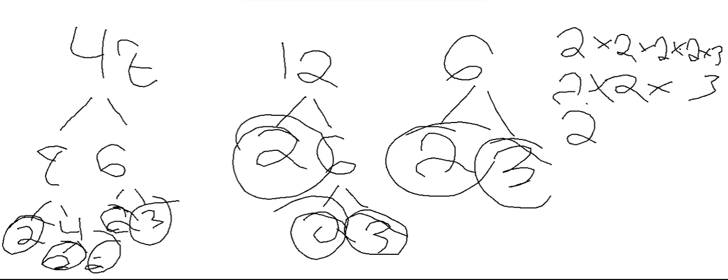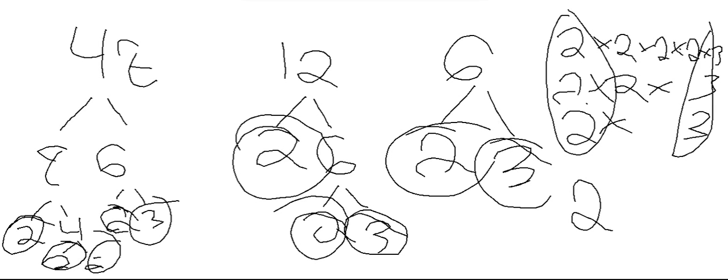Here we have 2 times 3. Okay, so what does everything have in common? Let's look at the one with the least factors. Here we have 2 and 3. Is there a 2 common? Yes. Is there a 3 common? Yes. So 2 times 3, 6. The GCF is 6.